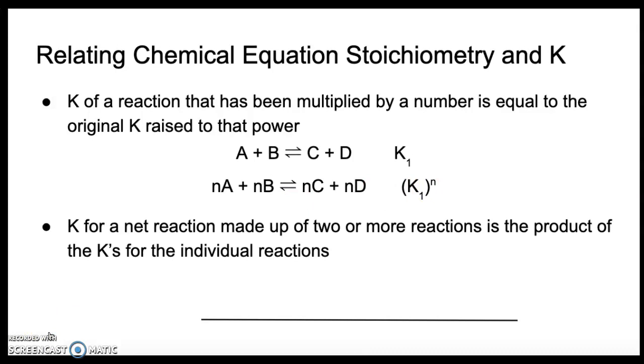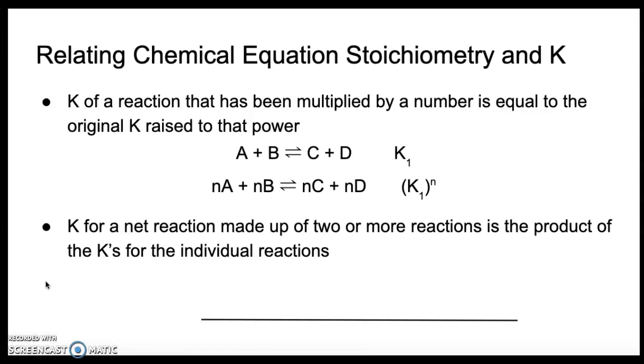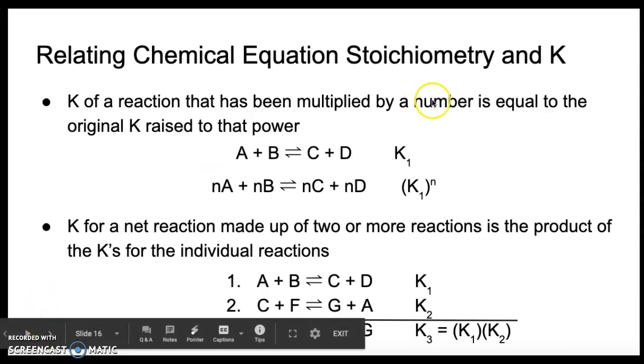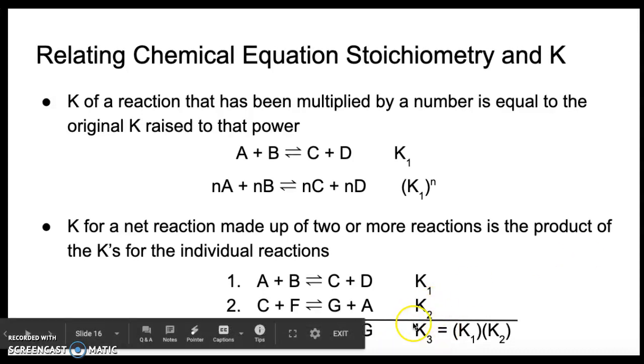In addition, if we have an equilibrium constant for a net reaction made up of 2 or more smaller reactions, then what we can do is take the product of the K's for the individual reactions, and that's going to give us K for our overall reaction. All right, so taking a look at this, if we've got A plus B going to C plus D, and that has some equilibrium constant K1, and then we've got a second reaction, C plus F goes to G plus A, and that also has an equilibrium constant K2, then our overall reaction, we're going to cancel out A because it's on both sides and C because it's on both sides, leaving us with B plus F going to D plus G. And so our equilibrium constant for that reaction, K3, is going to be equal to K1 times K2.